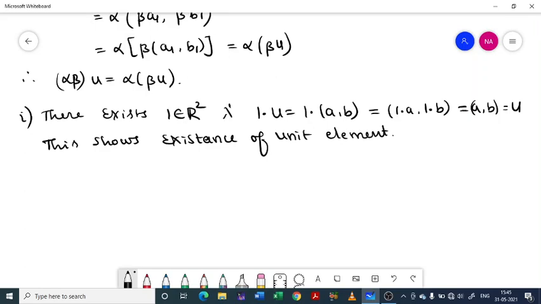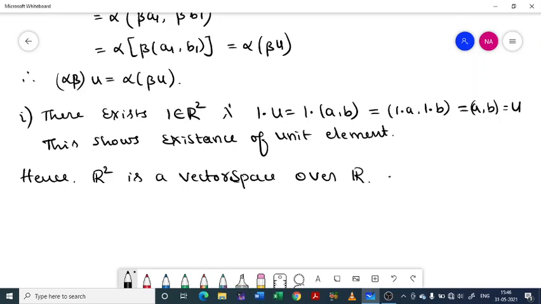Okay, this verifies all the conditions for R square to be a vector space. Thus, hence R square is a vector space. Hence R square is a vector space over R. So this completes the solution of the first problem on vector space.